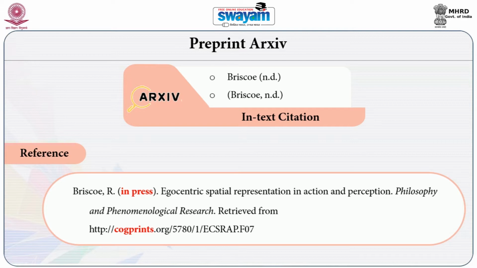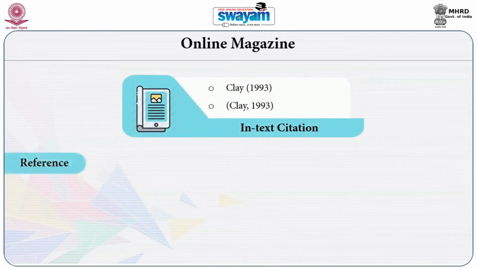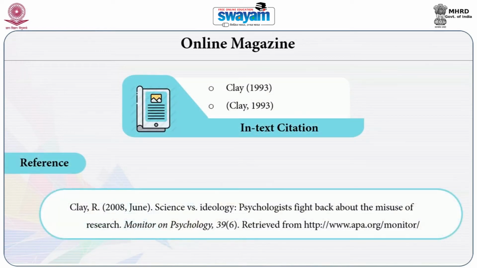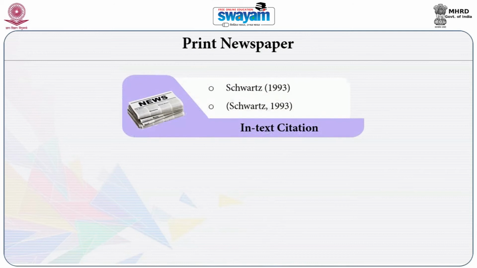Archive is a self-archived repository of electronic preprints before publication. A preprint archive can also be cited and given as a reference, saying it's in press and providing the link to the archive. An online magazine example is displayed for your reference.